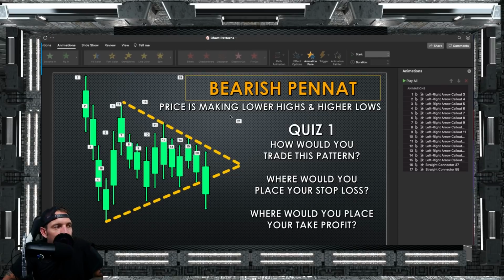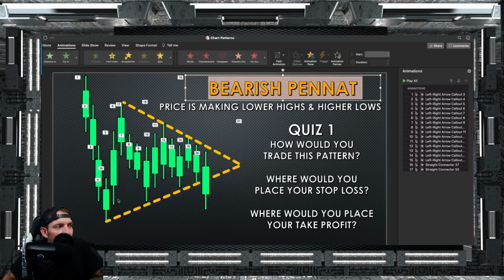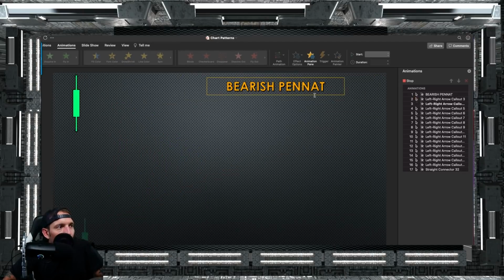So now that you understand the game and how it's being played, same thing here. We have a bearish pennant. So when we see this formation playing out, how do we trade this type of movement? Let's check it out. We got a bearish pennant.